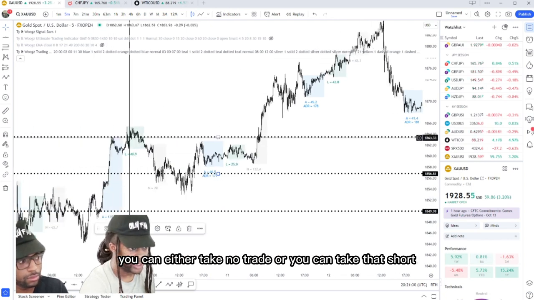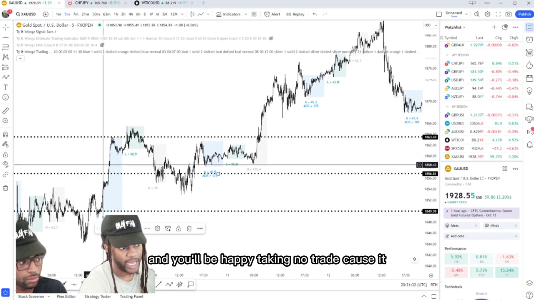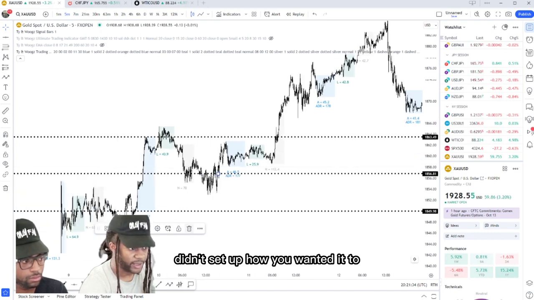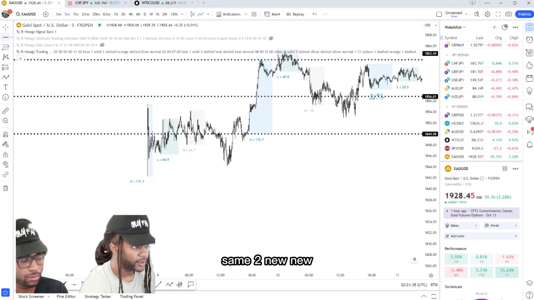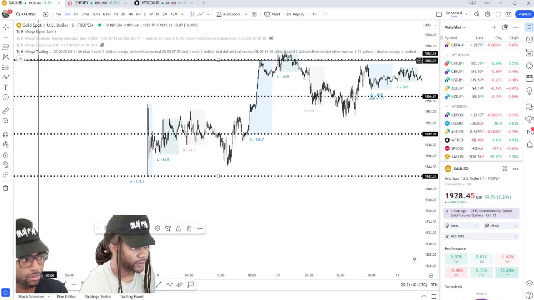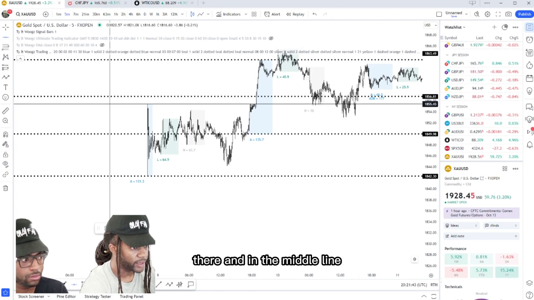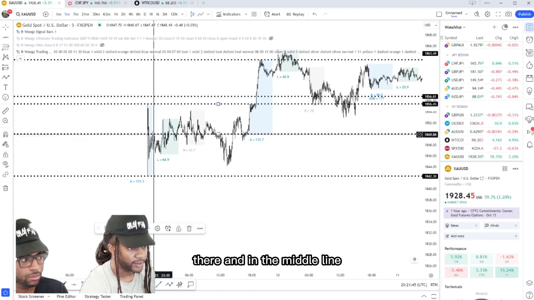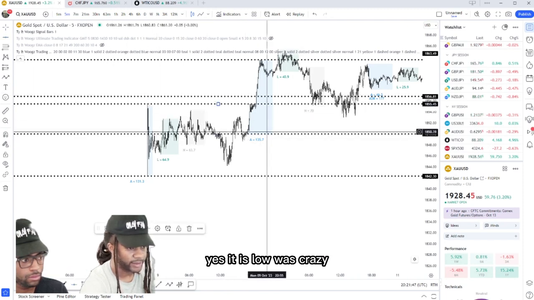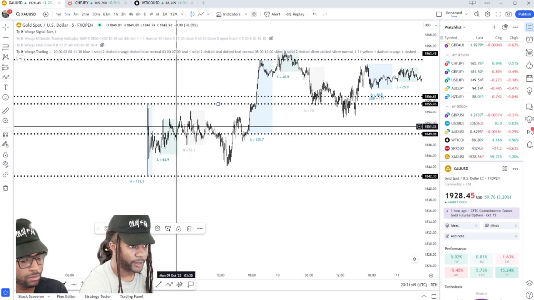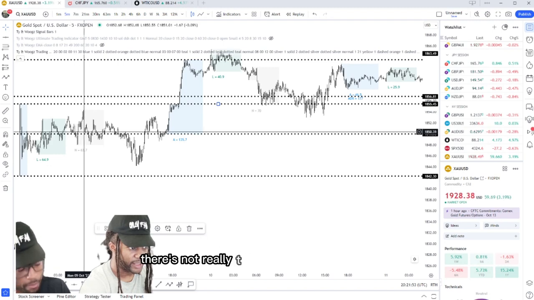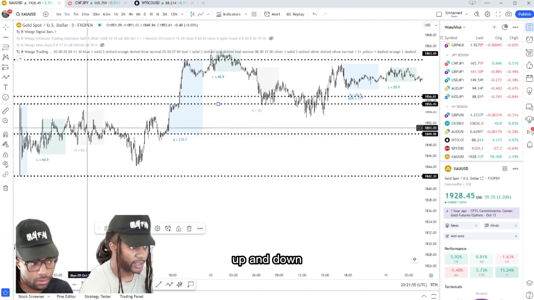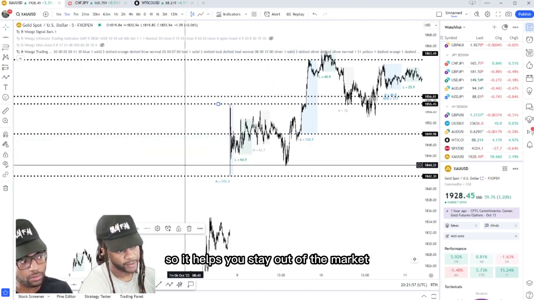You can literally take no trade or you can take that short. And you'll be happy taking no trade because it didn't set up how you wanted it to. Another day right here. Same 2 no trades in a row. Price there, and then the middle line is literally right here. Yesterday's low, which is crazy. Price comes, it doesn't get above or below. I wouldn't even trade this day, and you can see there's not really a trade, just going up and down, taking people's money. So it helps you stay out of the market.